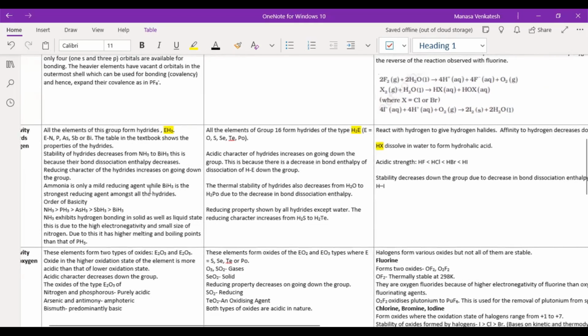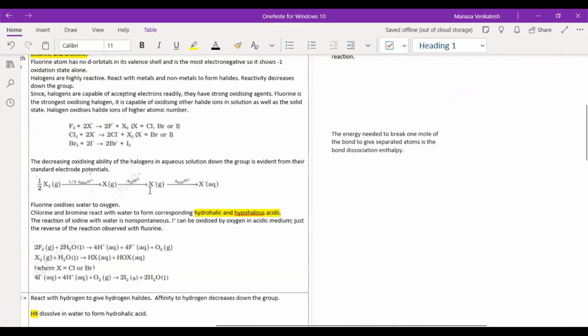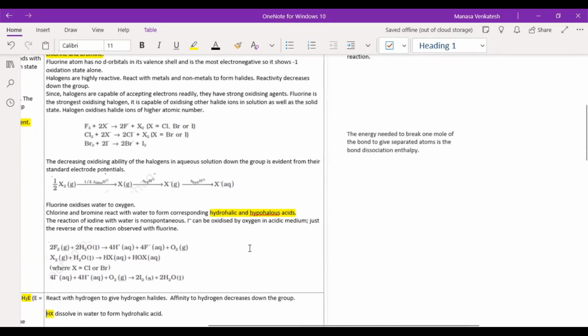Before we start talking about this, there's something called bond dissociation enthalpy. Bond dissociation enthalpy is basically the amount of energy which is required to break one mole of the bond. So when the two atoms are big, the bond is going to be longer than when they are smaller.